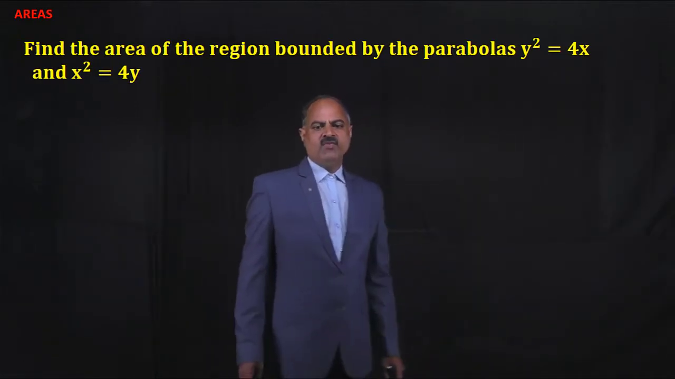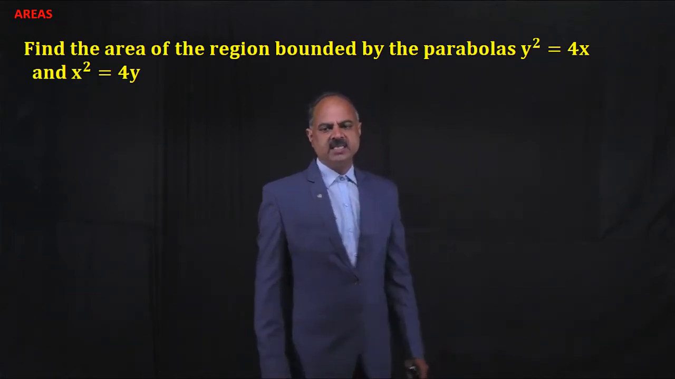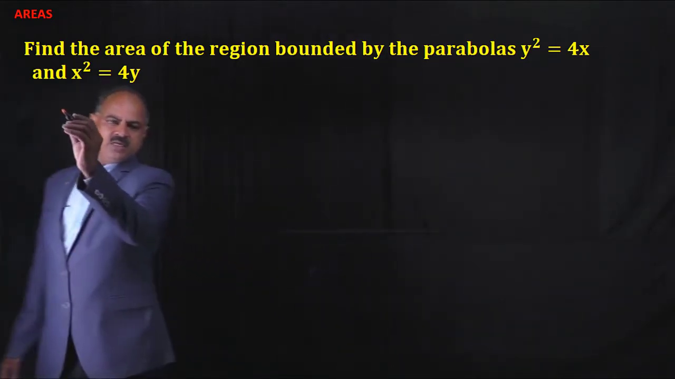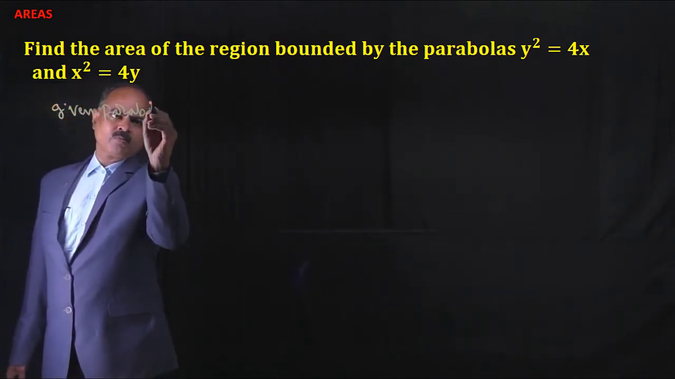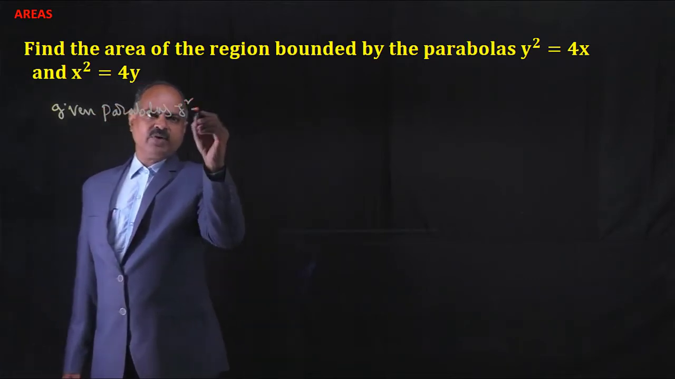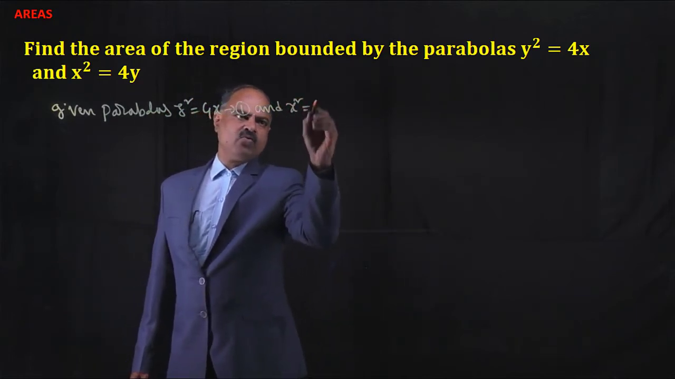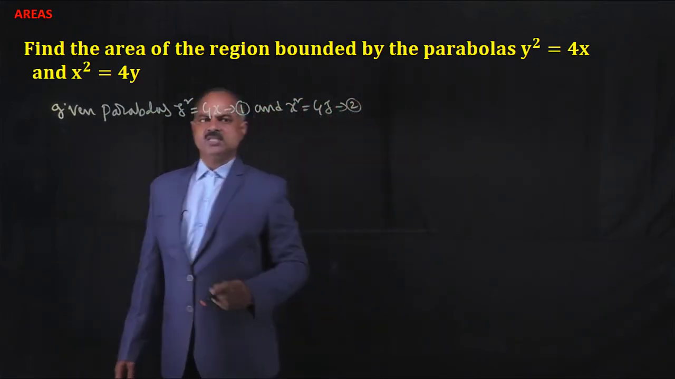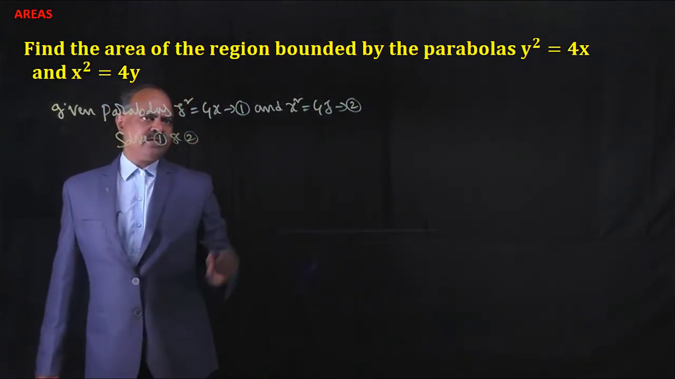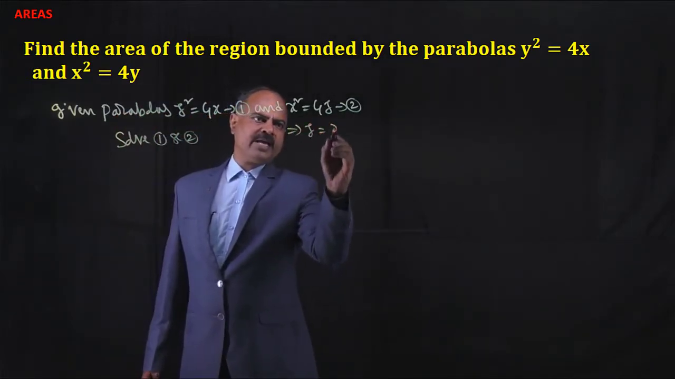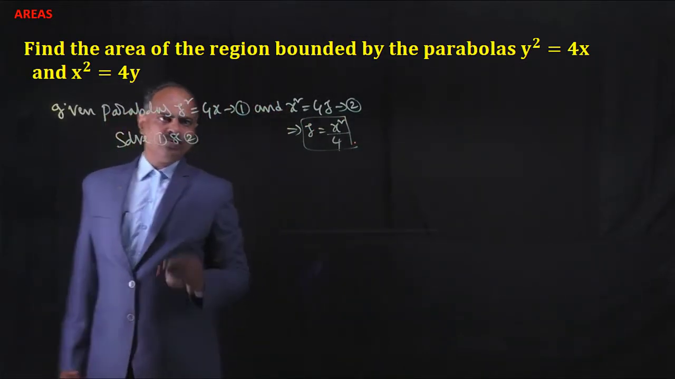Next problem, find the area of the region bounded by the parabolas y square equal to 4x and x square equal to 4y. Given parabolas y square equal to 4x, this is equation number 1, and x square equal to 4y, this is equation number 2. Solve 1 and 2. So here this implies y equal to x square by 4. So here substitute the y value in equation number 1.